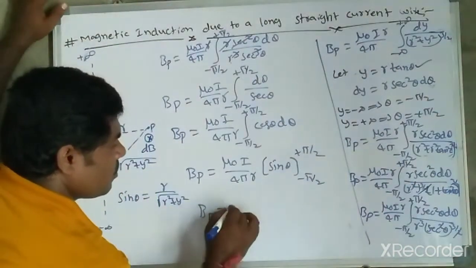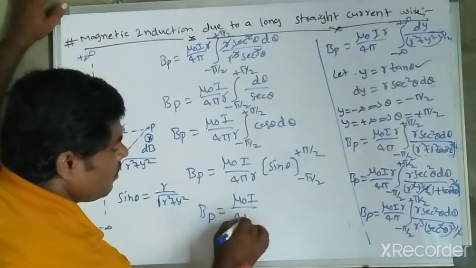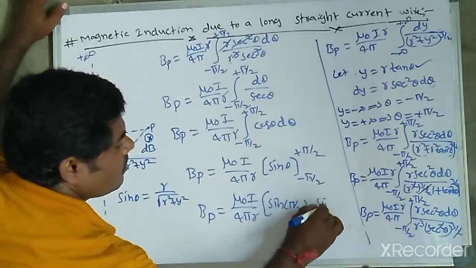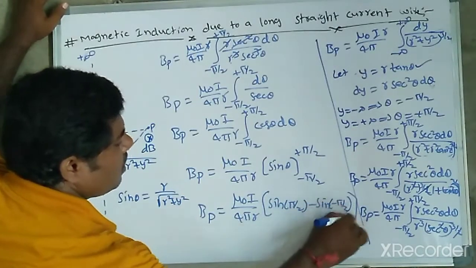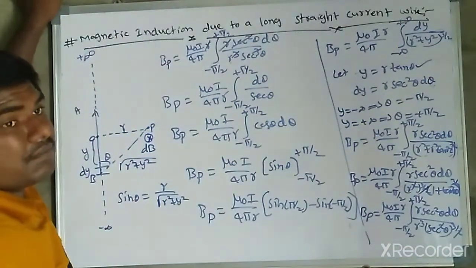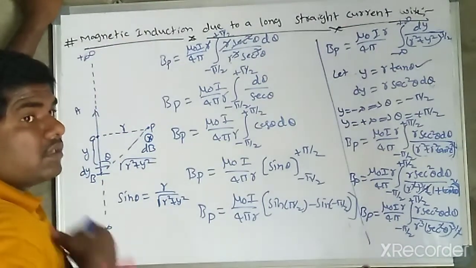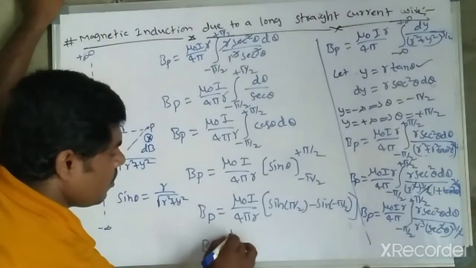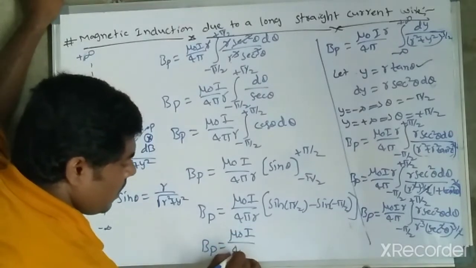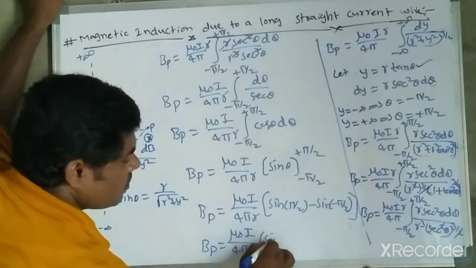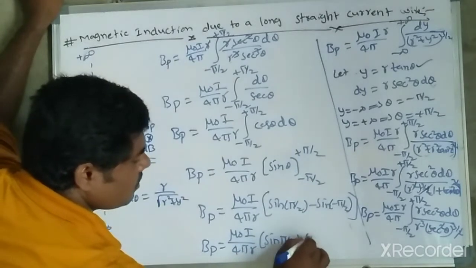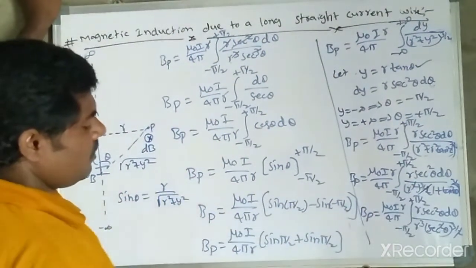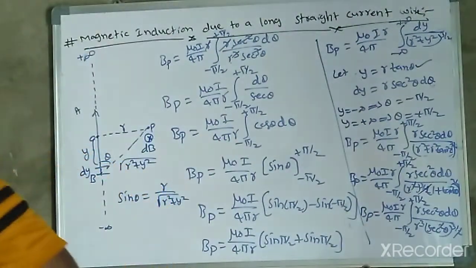So Bp should be equal to mu naught I divided by 4 pi r into (sin of pi by 2 minus sin of minus pi by 2). Here the sin of minus theta is nothing but minus sin theta. So you may substitute here. Bp should be equal to mu naught I divided by 4 pi r into (sin pi by 2 plus sin pi by 2). Sin pi by 2 value is 1. So 1 plus 1, 2. This is the final expression.